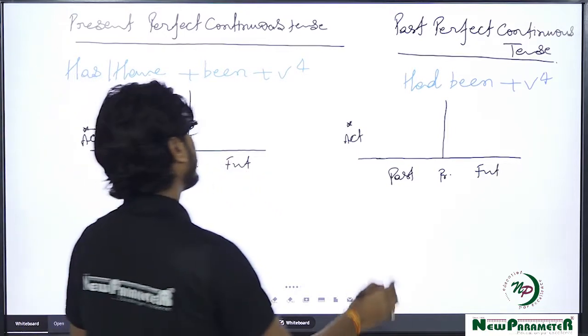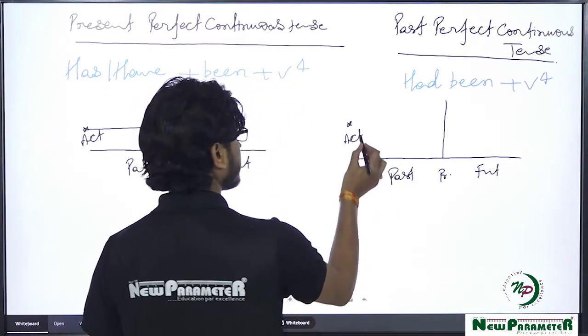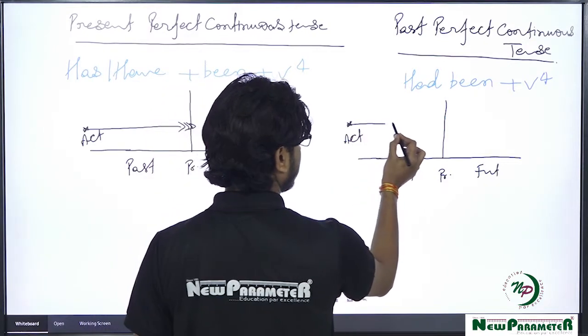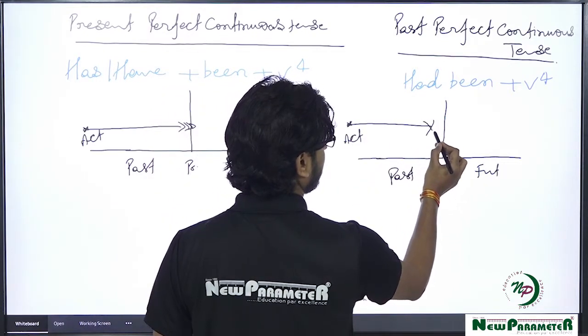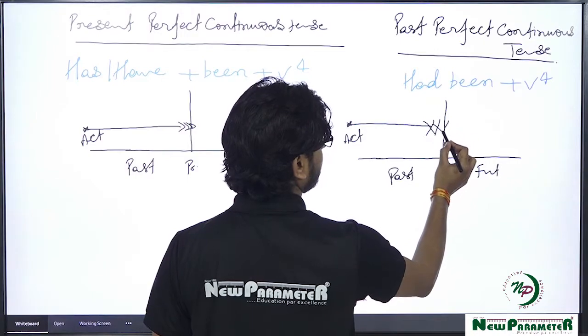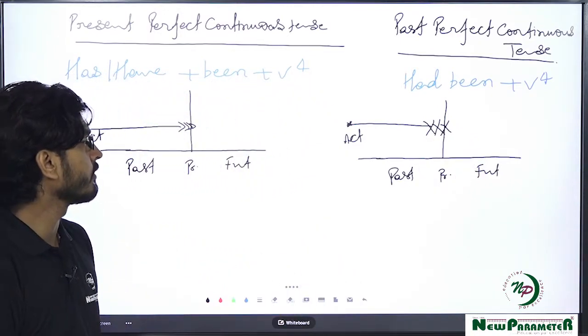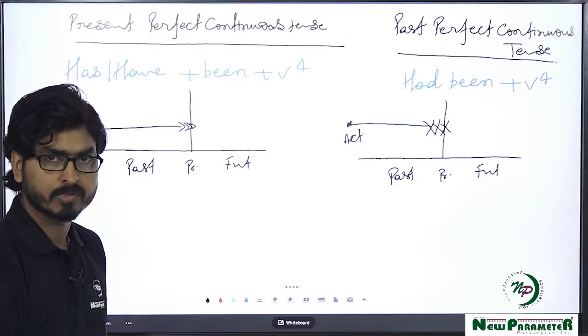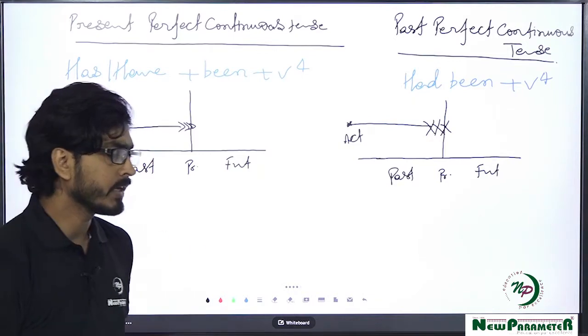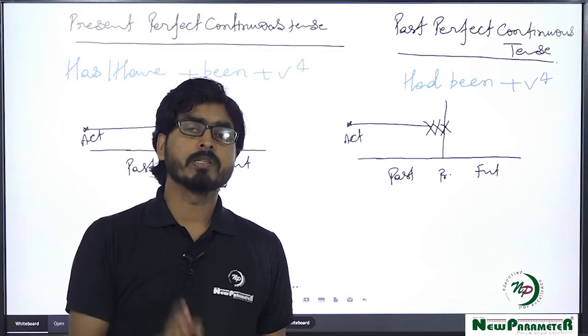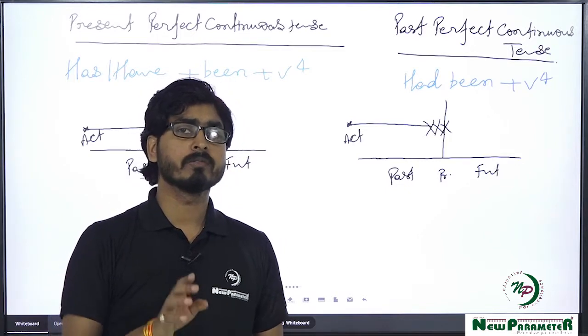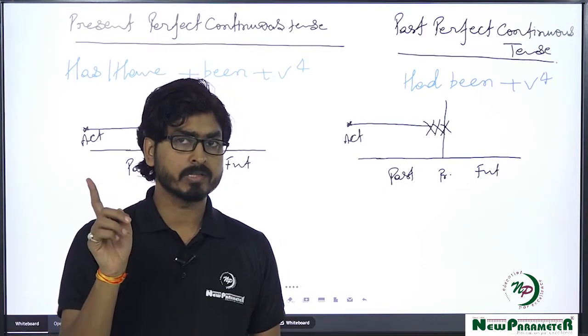Okay, but what happens here? An action was started in the past, continued for some time, then it stopped. Now it is not continuing. This is the only difference between present perfect continuous tense and past perfect continuous tense. If I tell you I have been teaching English, means what? I have started teaching English in the past.